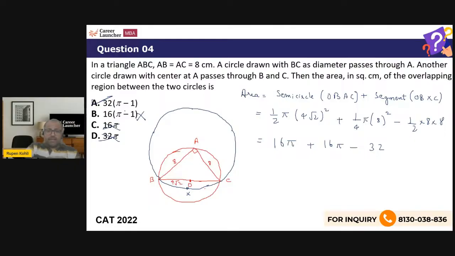So always remember, the area of a segment can only be obtained by taking the difference of the area of the sector involving that segment minus the area of the triangle contained in that sector, right? Okay, so I hope this is making sense. Can we move to the next one?